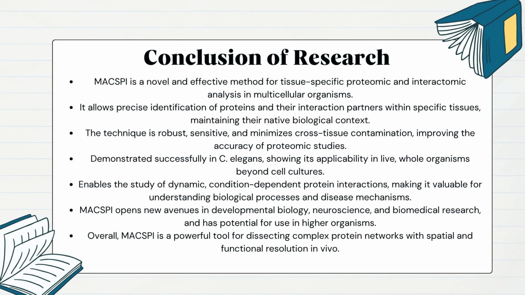Continuing with the conclusion of the research, MACSPI is a novel and effective method for tissue-specific proteomic and interactomic analysis in multicellular organisms, which allows precise identification of proteins and their interaction partners within specific tissues while maintaining their native biological context. The MACSPI technique is robust, sensitive, and minimizes cross-tissue contamination, which improves the accuracy of proteomic studies. It was demonstrated successfully in C. elegans, showing its capability in live whole organisms beyond cell cultures.